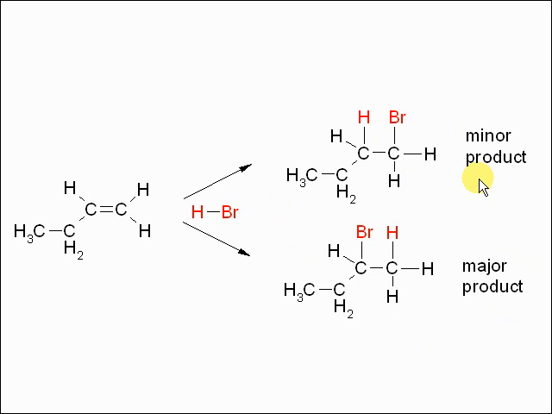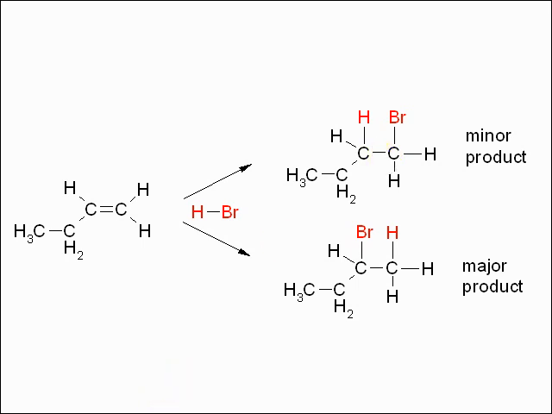I suppose more generally it doesn't have to be on the end. The point is that the bromine will end up on the carbon which has got the most carbons attached to it. So this carbon here has 2 attached to it, so this is the major product, whereas this carbon here only has 1 attached to it, so that is the minor product.